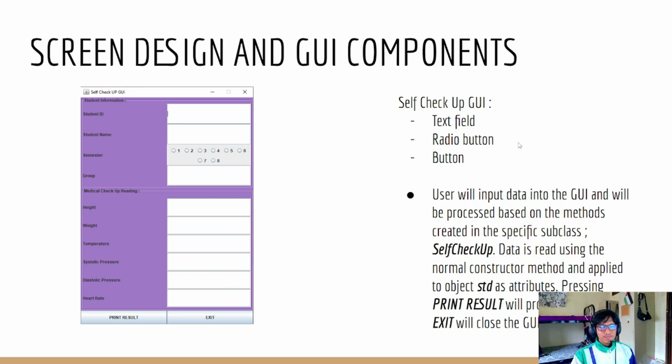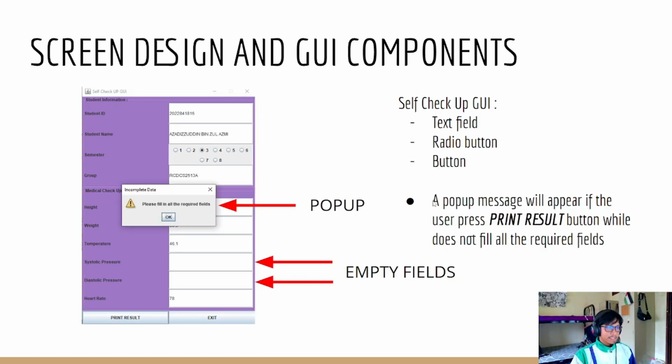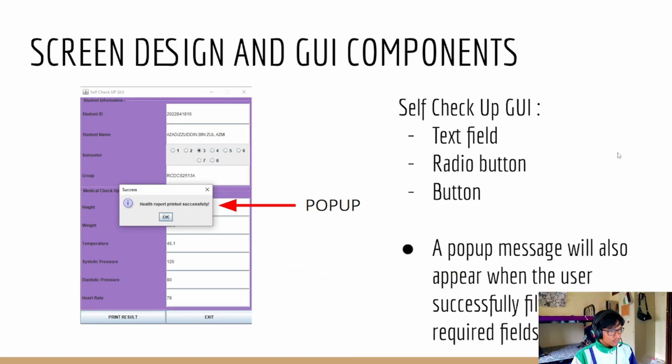What if you didn't fill in the blanks and then you press print result? This is what happens. A pop-up message will appear if the user presses the print result button without filling in all the required fields. If you want to know how, there is some if-else coding in the backend process. And this is what happens if you fill in the blanks and press the print result button.